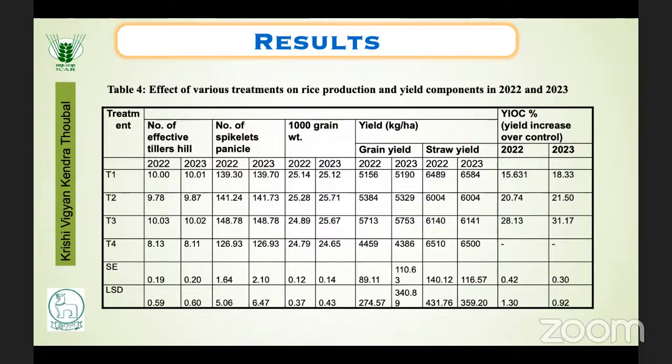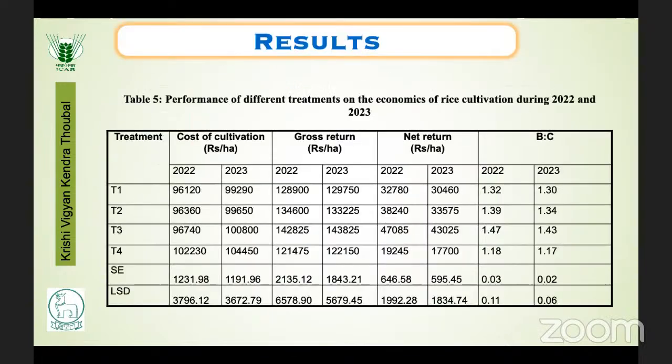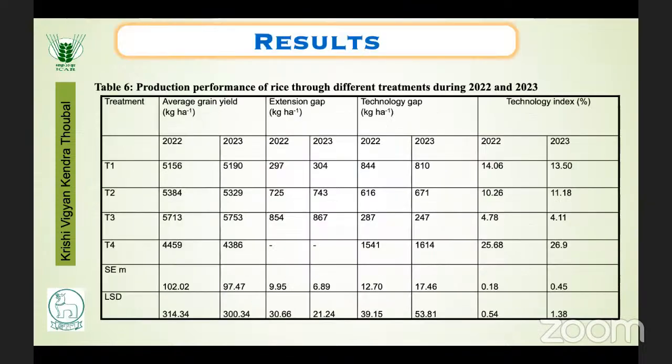Here also we can find the same trend. Treatment number 3 was found to be effective across all the different parameters mentioned here. In the graphical representation, when it comes to cost of cultivation, gross return, net return, as well as the benefit cost ratio, treatment number 3 was found to be slightly significant. That is, slightly better when compared to the remaining treatments.